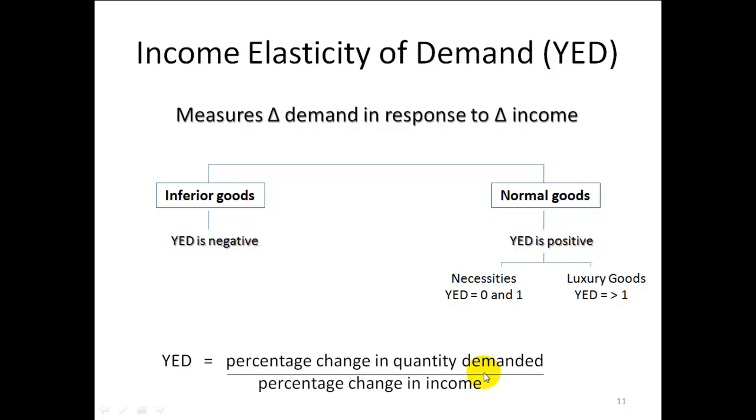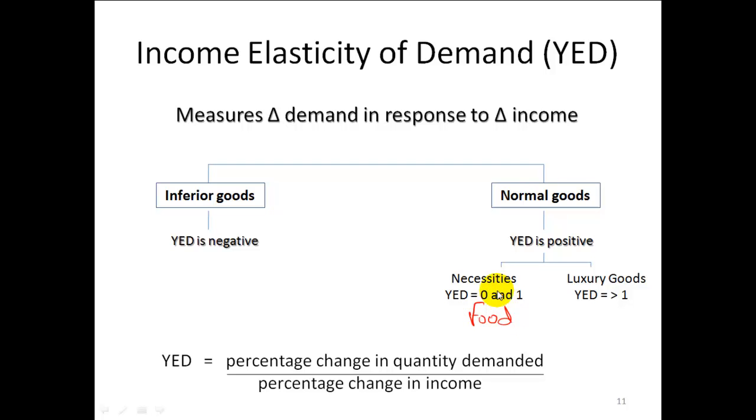Normal goods are goods where the income elasticity of demand is positive. Within normal goods, there are two subcategories, necessities and luxury goods. With necessities, the income elasticity of demand is between 0 and 1, and you might consider food as a necessity. As your income goes up, you consume more food, but obviously there's a limit to how much food you can consume. So the demand is somewhat inelastic. Inelastic demand means between 0 and 1.